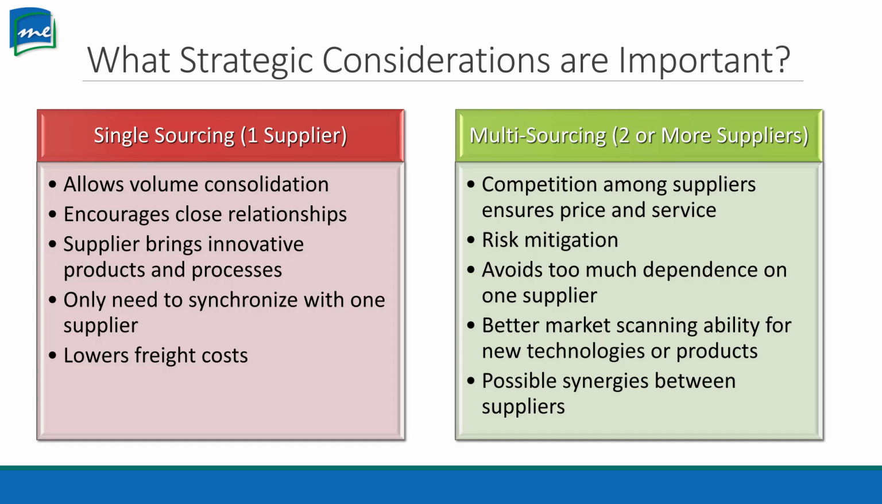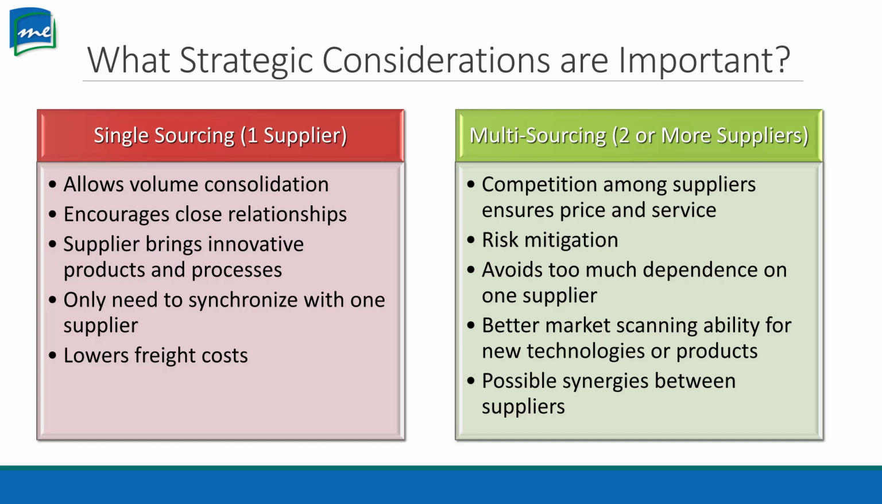And always consider that. Talk to the people who are using the product that you're sourcing. Maybe they're just unaware of this new product or process. And you only need to synchronize with one supplier. You only have to learn the way this supplier works, because there's only one of them. And usually there's lower freight costs because you're consolidating. So you'll have larger orders from one supplier. So that means you can have larger shipments, which brings down the cost per item for transportation.